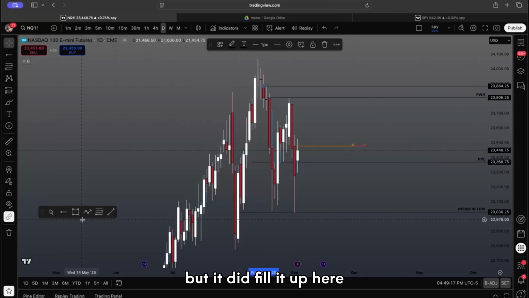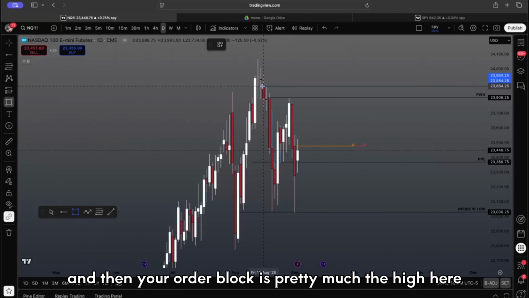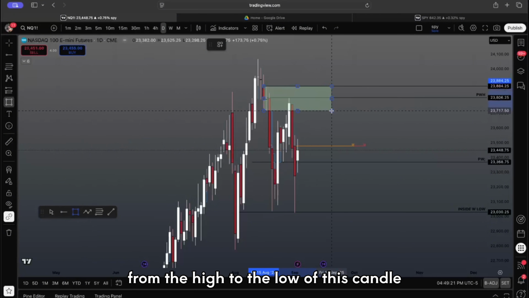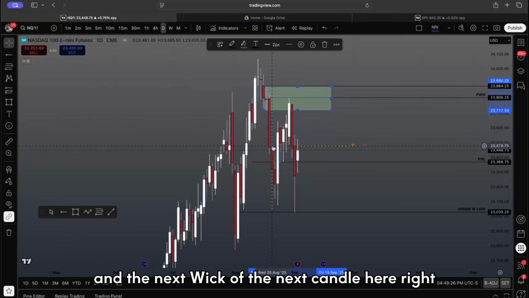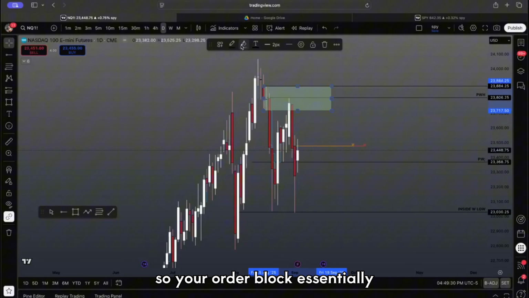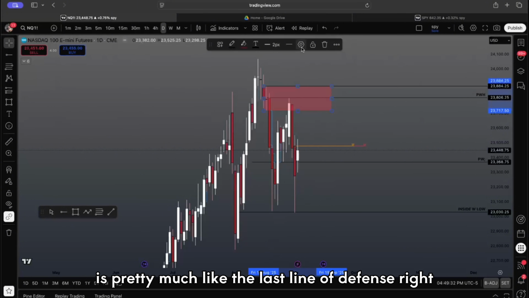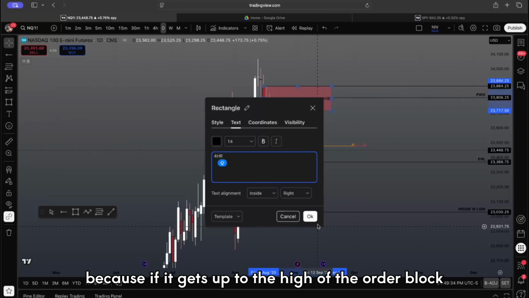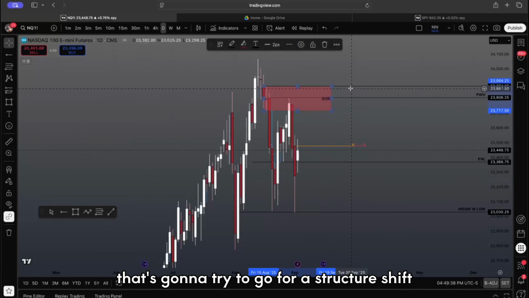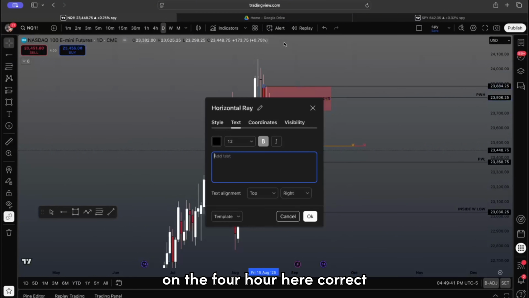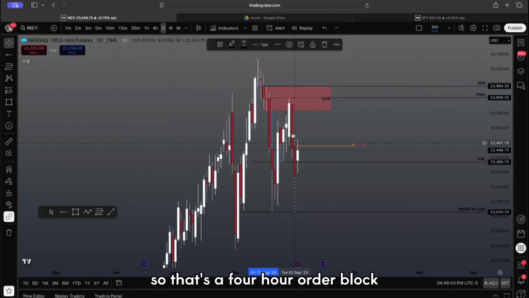But it did fill it up here, and then your order block is pretty much the high here, from the high to the low of this candle. The imbalance is from the big body and the next wick of the next candle here, right? So your order block essentially is pretty much like the last line of defense, right? Now, why is that? Because if it gets up to the high of the order block, what does that tell you? That tells you that it's going to try to go for a structure shift on the 4 hour here, correct? So that's a 4 hour order block.